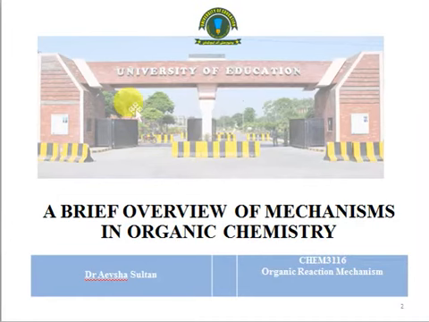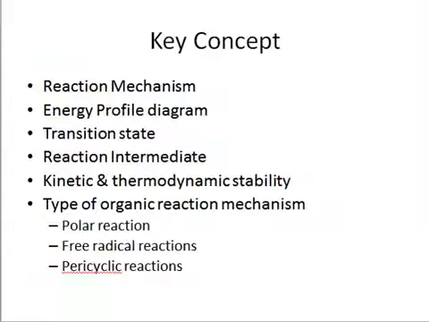So today, for the course of organic reaction mechanism, we shall discuss a brief overview of mechanisms in organic chemistry. Key concepts which we will discuss in this lecture are the reaction mechanism, energy profile diagram, the transition state, reaction intermediates, and then we shall study briefly kinetic stability and thermodynamic stability. Then we shall discuss the different types of organic reaction mechanisms, which basically include the polar reactions, the free radical reactions, and the pericyclic reactions, right?